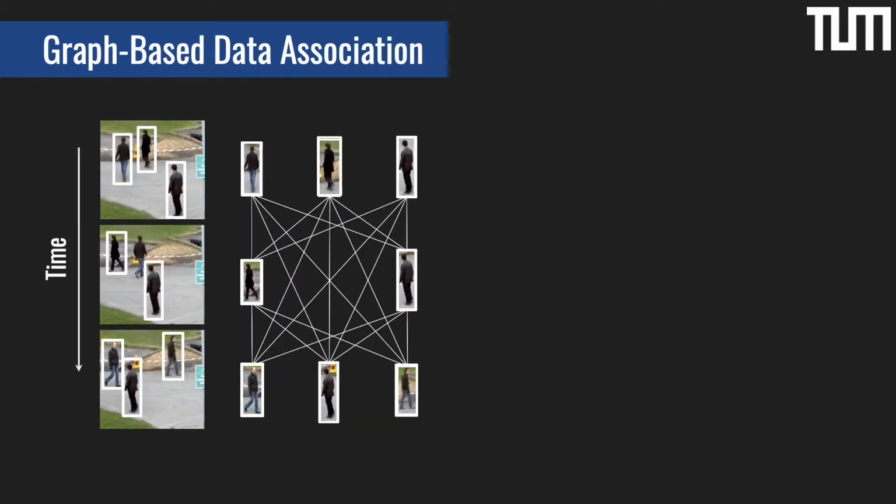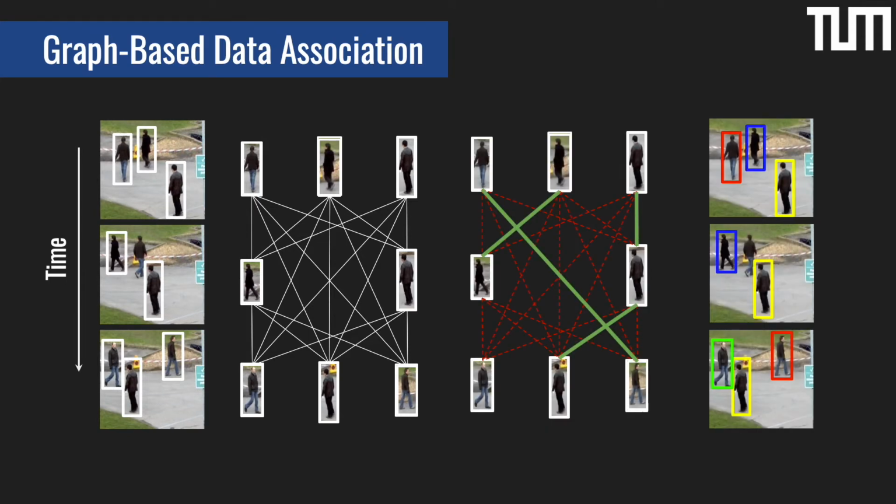Graphs offer a natural formulation for this problem. Nodes represent object detections, and edges possible temporal links among them. The task then becomes to identify which edges belong to actual trajectories and which edges do not.